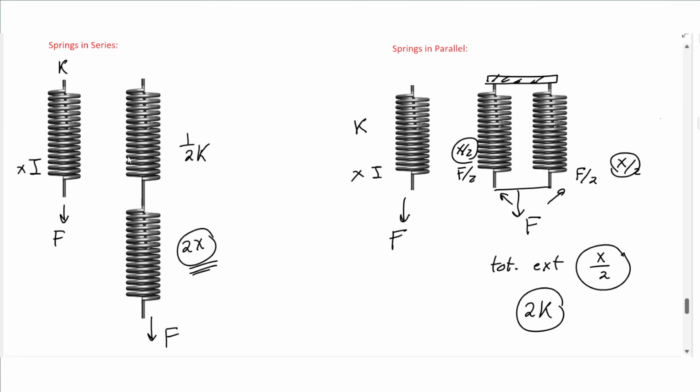So in series, you divide the spring constant by 2 and the extension is multiplied by 2. And in parallel, you multiply the spring constant by 2 and divide the extension by 2. They are opposite to each other.